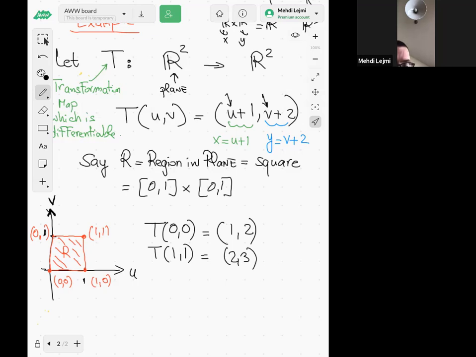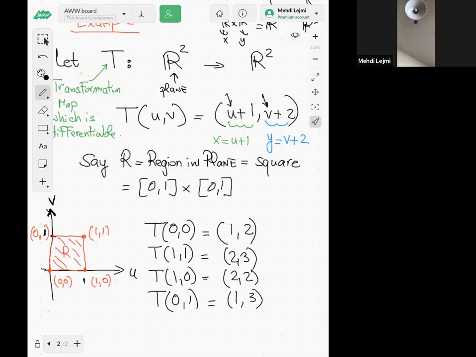T of (1, 0) will be equal to (2, 2), right? And then the last vertex. So the vertices are (0, 0), (1, 1), (1, 0), and then (0, 1), right? So T of (0, 1) would be (1, 3).